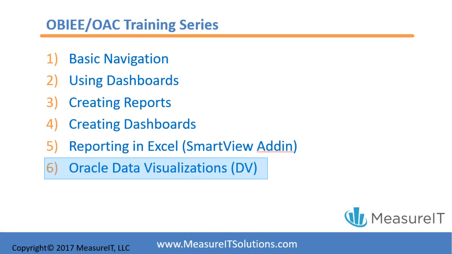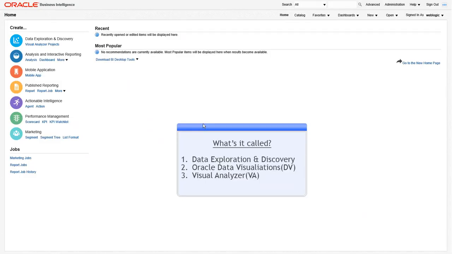and fancy ways. Before we get started creating our first Visual Analyzer project, let's go over what it's called, as the name keeps changing and it's hard to keep up with, so I might call it one of 3 different things throughout this training class. So what is it called? Officially on the screen when we click and get started, it's under Data Exploration and Discovery. Historically, it's been called Oracle Data Visualizations, and currently I think it's primarily called Visual Analyzer. DV and VA are the acronyms for those two. So good luck keeping track with that.